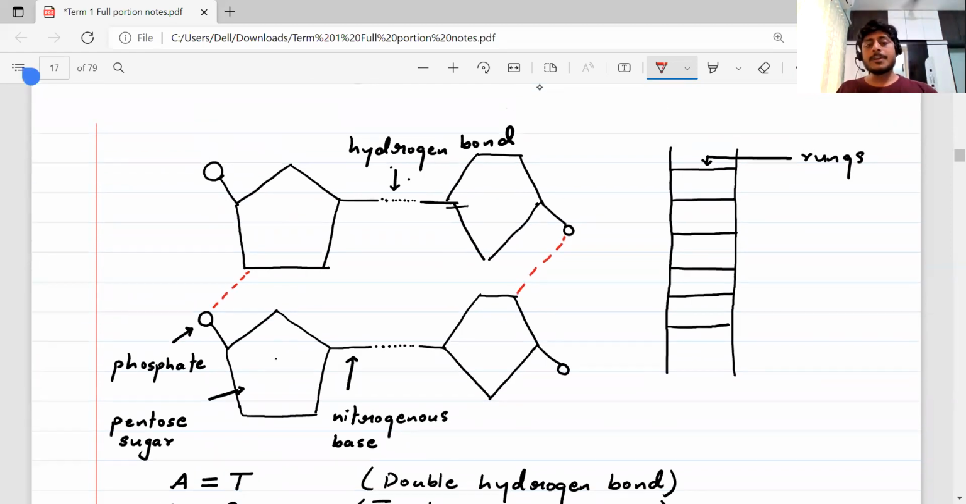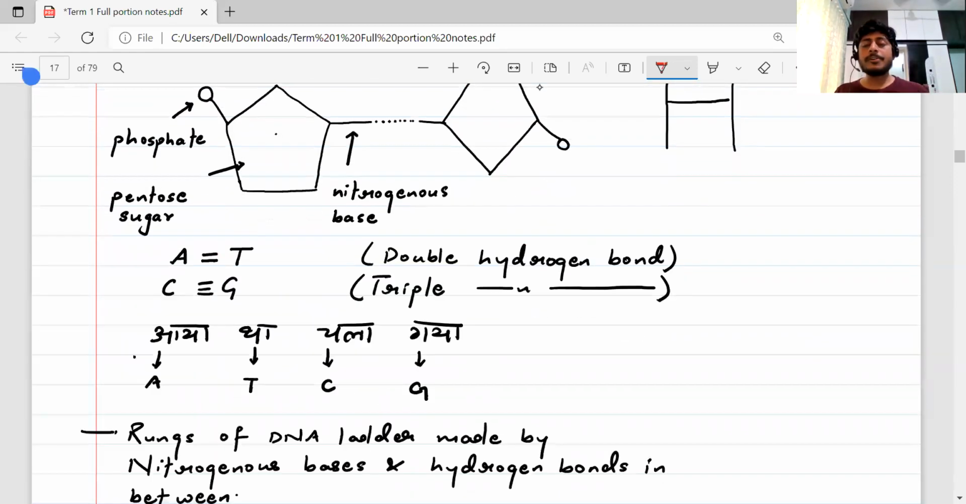The hydrogen bond in between, we can see double hydrogen bond, triple hydrogen bond. And we spoke about A, T, C, G. A with T, double hydrogen bond. C with G, triple hydrogen bond.